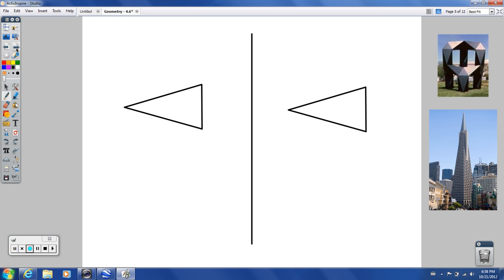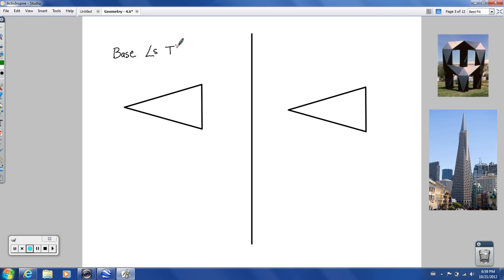But let's move on to another idea. And so we got some cool buildings and sculptures over here dealing with some triangles. This right here is going to be the base angles theorem. Now I'll use my abbreviated terms here. The base angles theorem. This is theorem 4.6, and let's just start with this one.